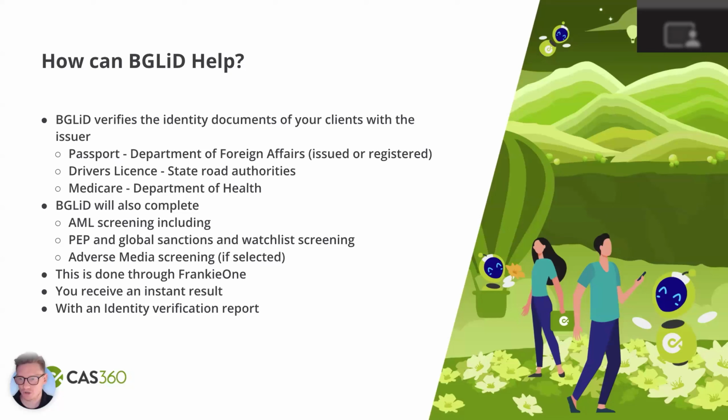BGLiD will also complete your AML screening, your PEP and global sanctions screening, and also one more that we've added, which is adverse media screening. So this is an extra selection that you can put on, and I'll show you how to do that, but we can also offer adverse media screening. This is all done through a provider that we utilize, Frankie One. They're an Australian business that we've built into. They aggregate a lot of this data.